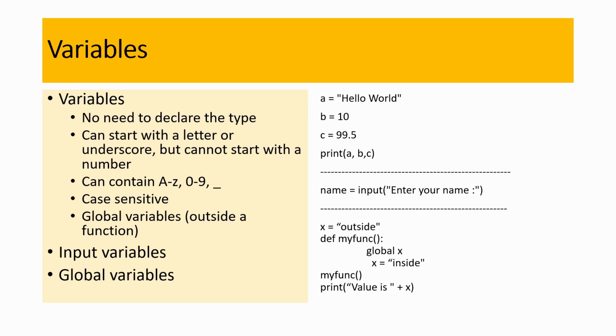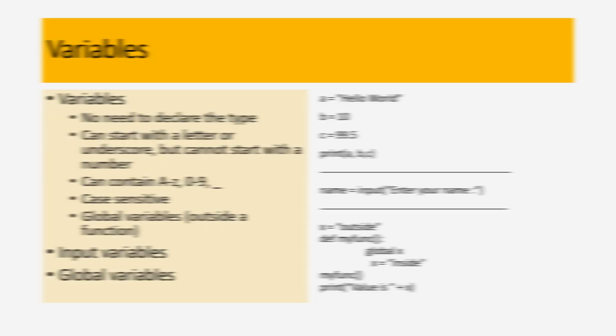Next, we learned about variables. In Python, we saw that we don't need to declare the type of the variable. The variable can start with a letter or underscore, but cannot start with a number. Also, we learned about input variables. We can use the input function to get values from the user.